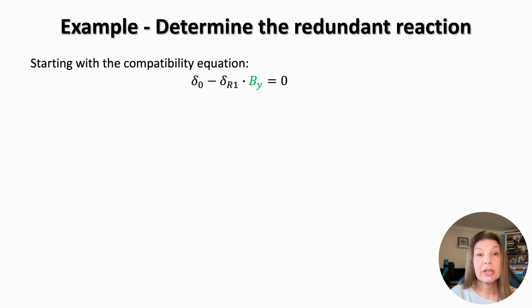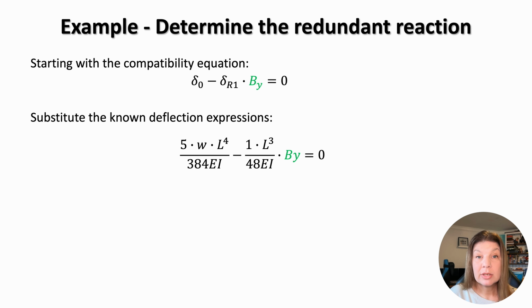We've now established the compatibility equation. The next step is to simply solve it for the unknown redundant reaction. We begin with the compatibility equation that we just found, delta 0 minus delta R1 multiplied by By equals 0. What we need to do is substitute the expressions that we've obtained for the two deflections. And this gives 5WL to the power of 4 divided by 384 EI minus L cubed divided by 48 EI multiplied by By equals 0. Notice that both terms contain EI.